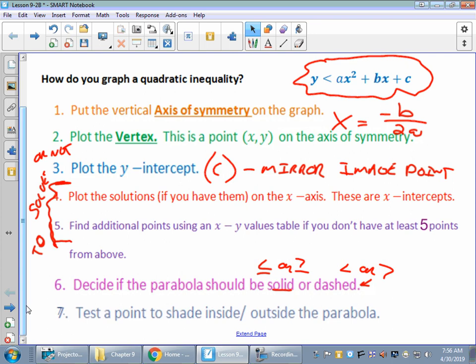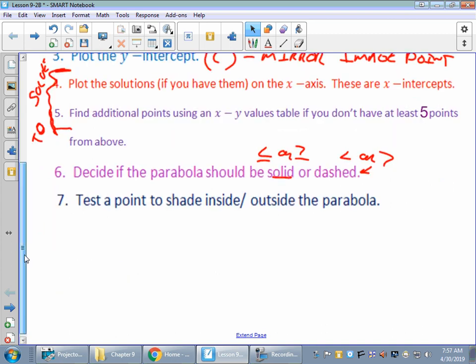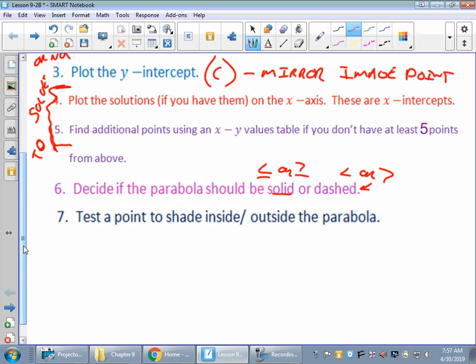And the last part then is to test a point to shade inside or outside the parabola. Don't think of it as inside or outside the parabola. You should think of it as either on the test point side or not on the test point side.